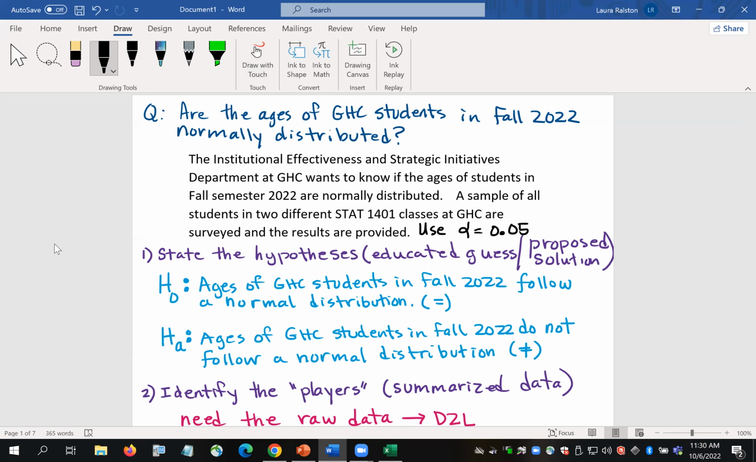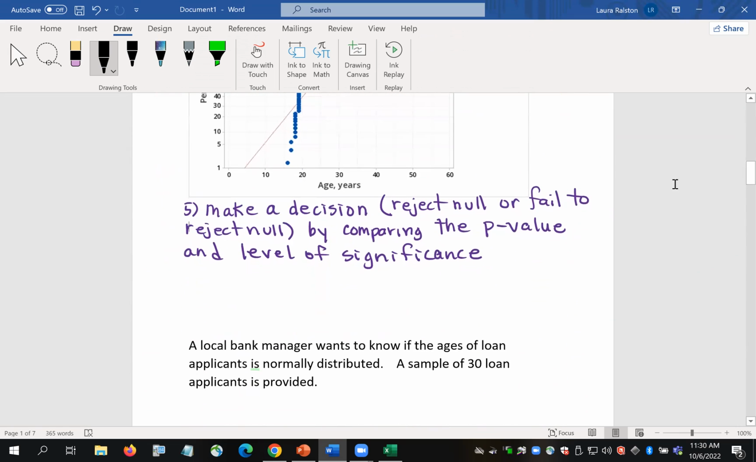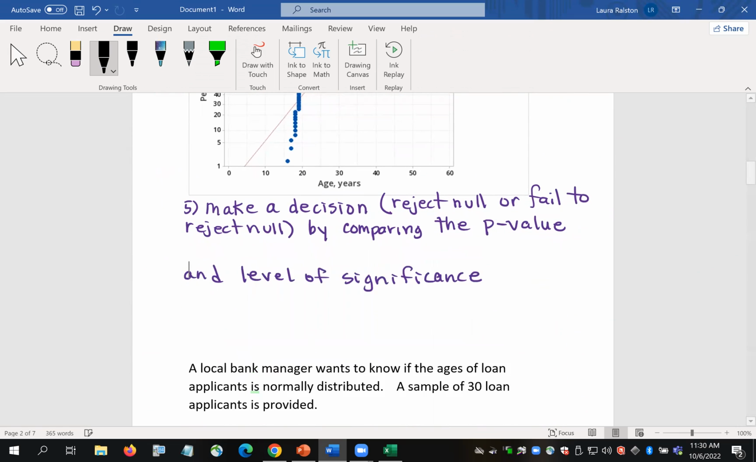Remember, the level of significance is basically the probability that you make a wrong decision if the null hypothesis is true. So we're going to use alpha equals 0.05. So we've got to make a decision.